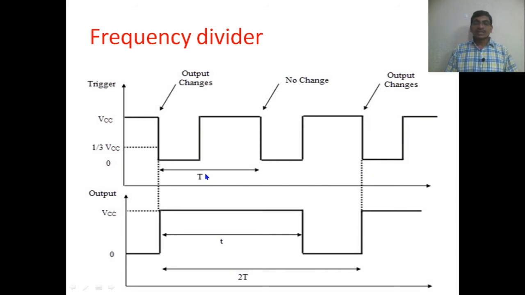Okay, so the output signal has the time period of 2T, therefore we can say the time period is doubled. Therefore, what happens to the frequency? F is equal to 1 by T. Here T is becoming 2T. Therefore, f is equal to 1 by 2T, which is f by 2. The frequency will be divided if it happens like that. So our circuit can act like a frequency divider.